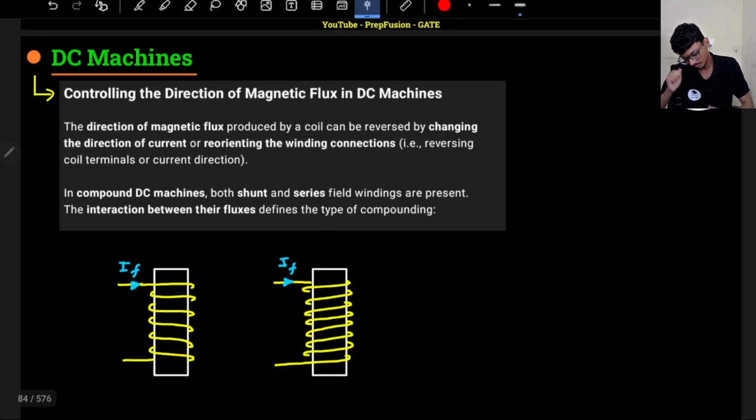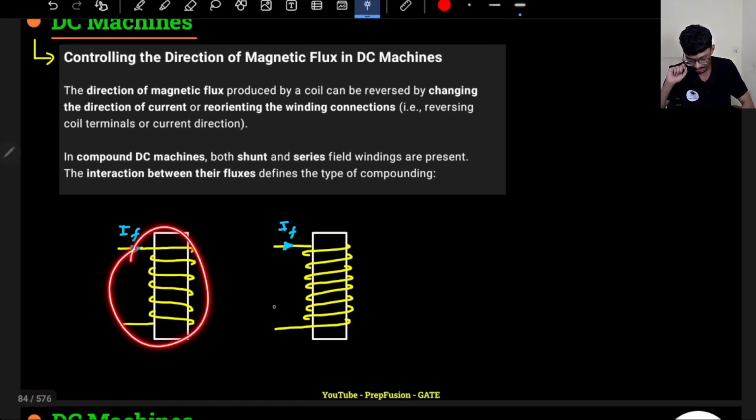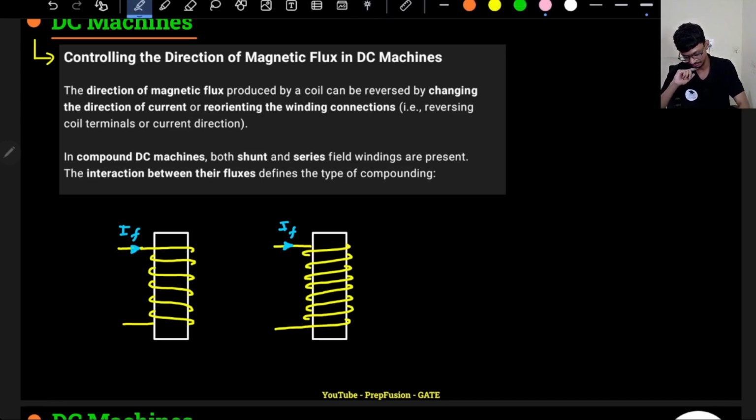Okay, now one more thing: how can I control the direction of the magnetic flux, right? So let's say I have two windings here, if I want to control it, so if you remember, are these two pictures the same? No, right? They are not the same. The orientation is different here.